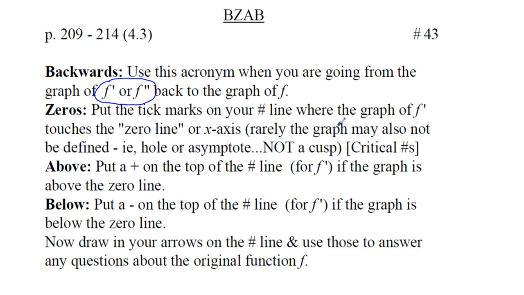Zeros is basically using a number line on the graph of f prime of x, and above or below means you're going to be putting either a plus sign where f prime is greater than 0 and a negative sign where f prime is below the 0 line, or less than 0. It doesn't mention it here as a step, but I'm also going to take the f double prime function and look for points of inflection and weave them into the construction of the graph.